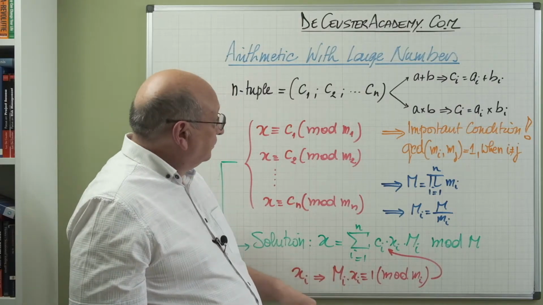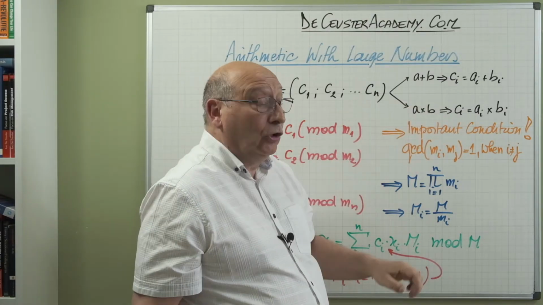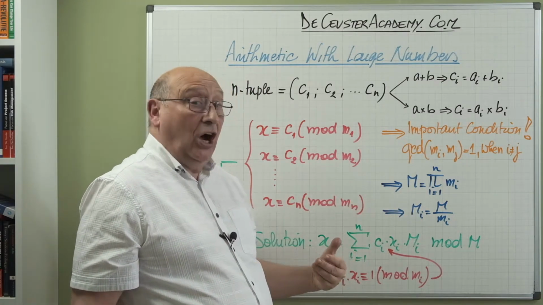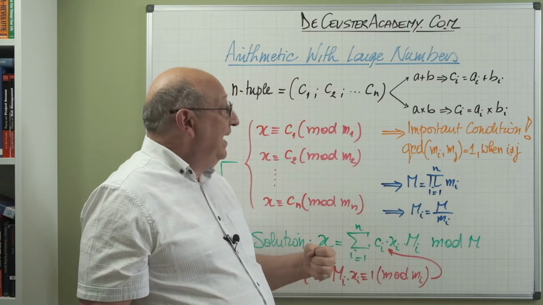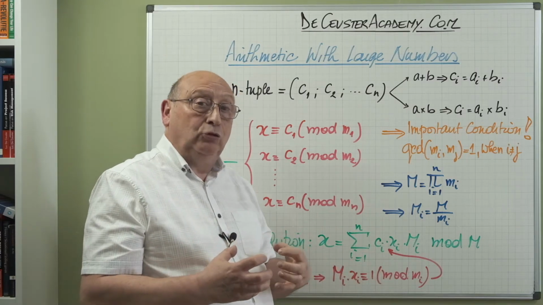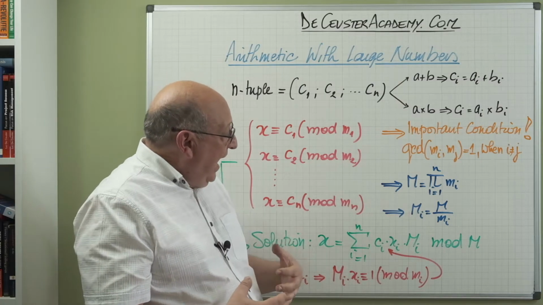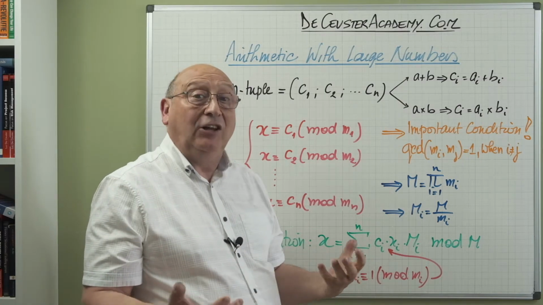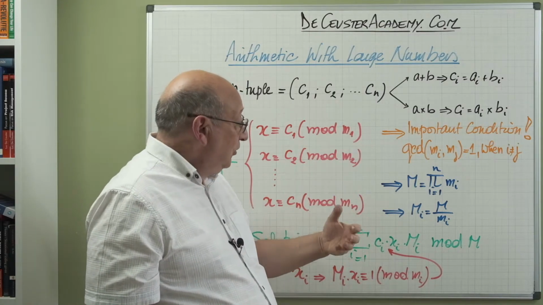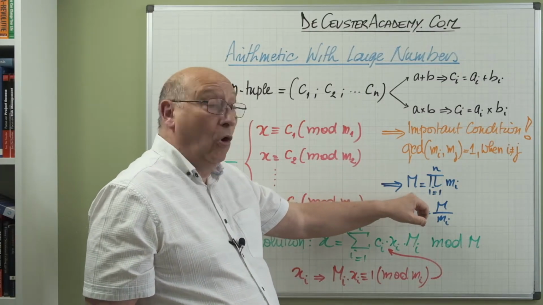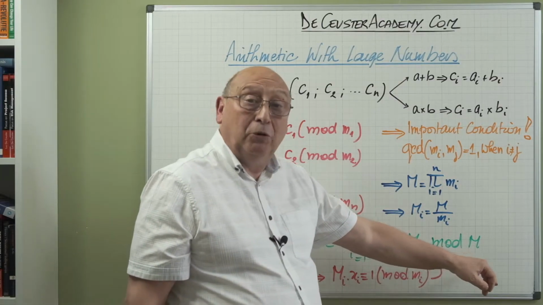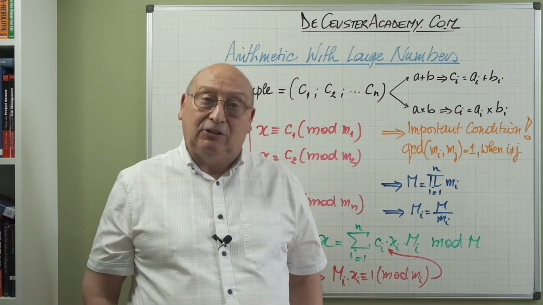There is one thing we have to be careful about. When the result of the multiplication or the addition of those two numbers is larger than M, then our solution will not be the exact solution. It will be an exact solution modulus M. So when we want to do operations, we have to select the parameters m1 up to mn so that the final result is smaller than M. Otherwise, the result is reduced modulus M, and we don't find the exact value.